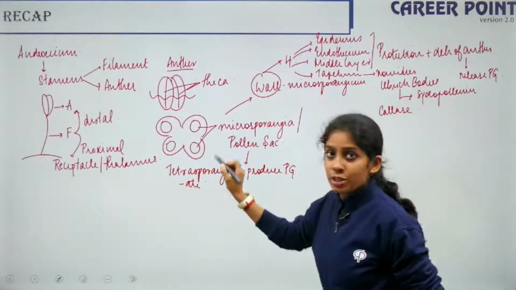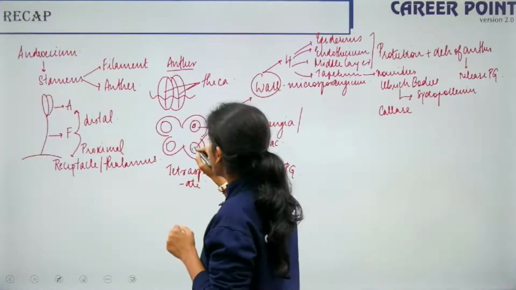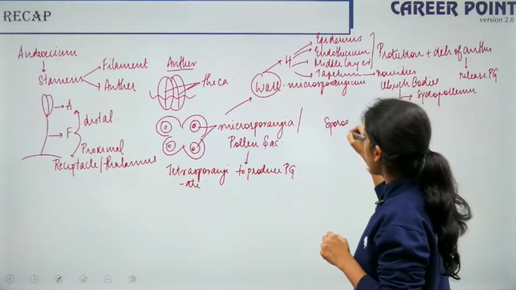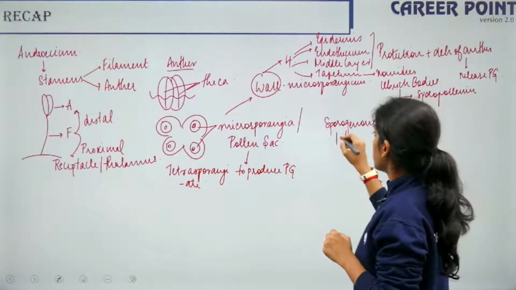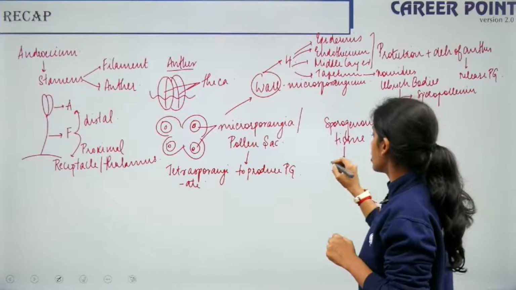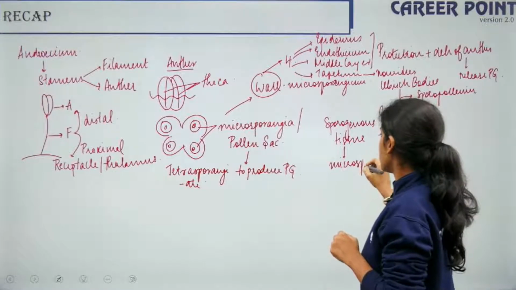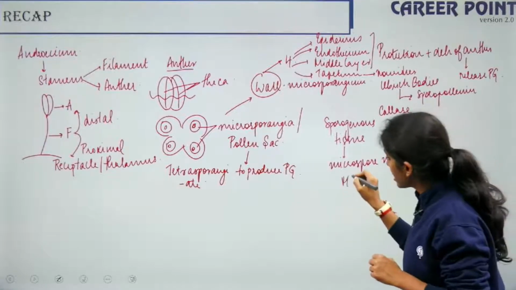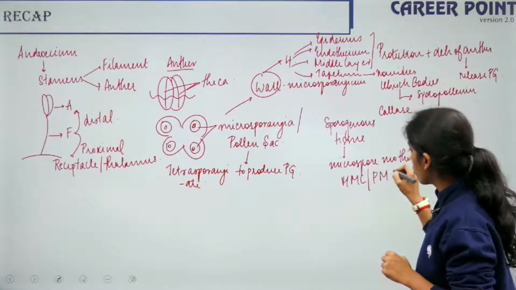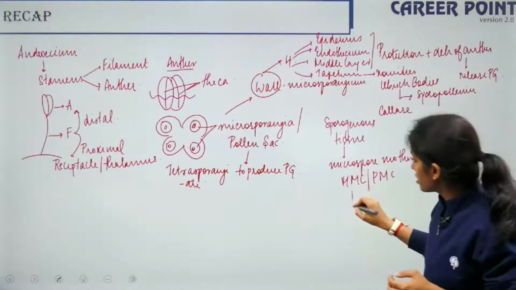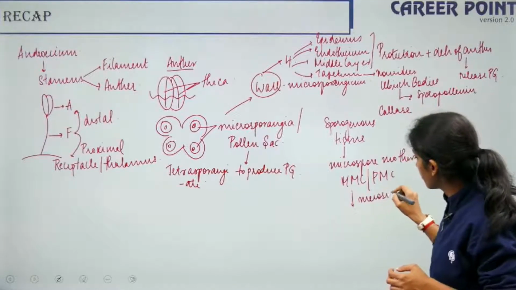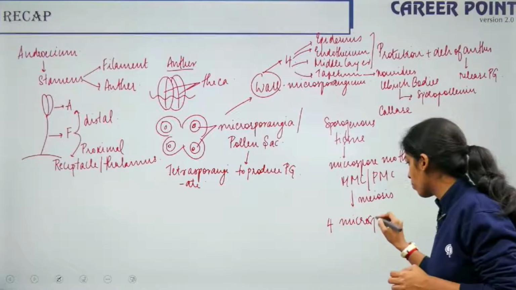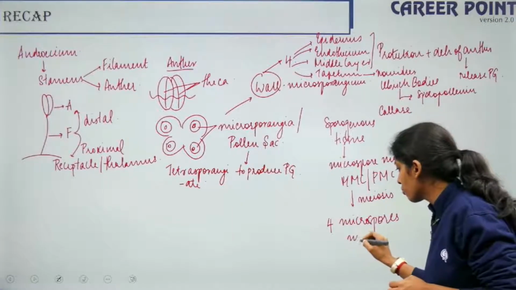Now, each of these microsporangia in the center has a compactly arranged tissue. This compactly arranged tissue is known as your sporogenous tissue. This sporogenous tissue has your microspore mother cell, also known as MMC, or the pollen mother cell. This pollen mother cell undergoes meiosis to produce your microspores. They produce 4 microspores, known as a microspore tetrad.